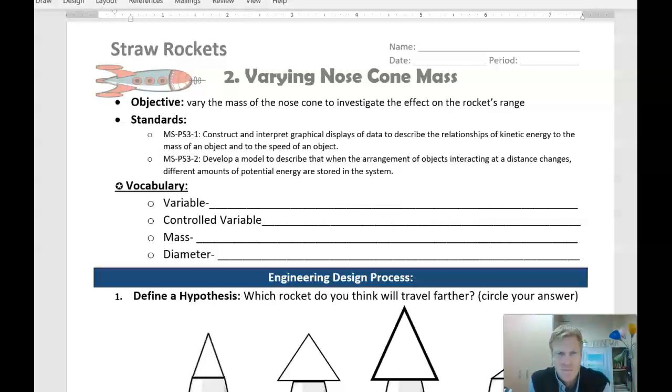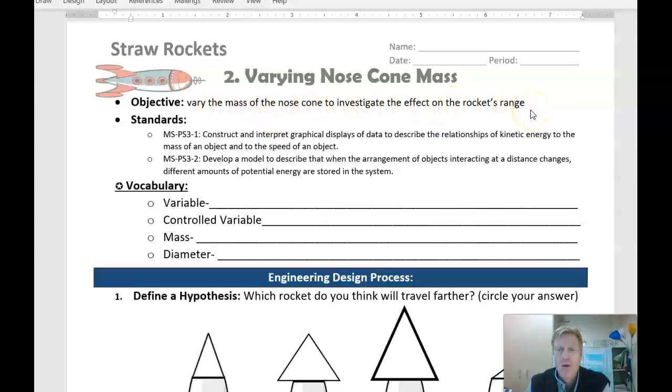Hi class. For the second section, or second packet, or second activity for straw rockets, we are going to test the nose cone mass. So we're focusing on the mass part of this activity. As you look at your assignment, the objective is to vary the mass of the nose cone to investigate the effect on a rocket's range.